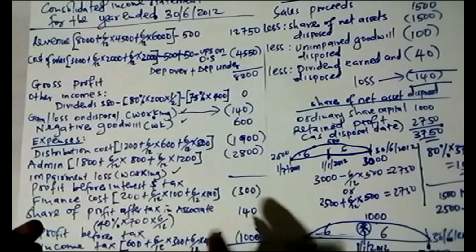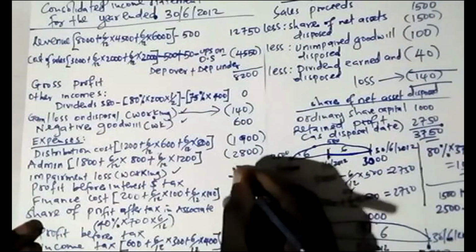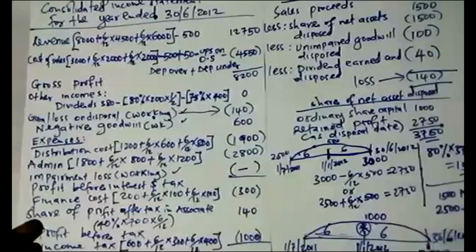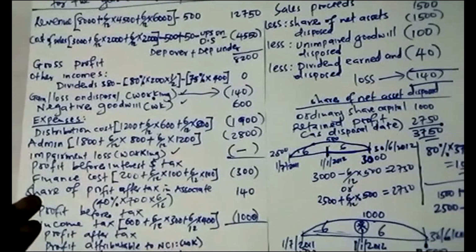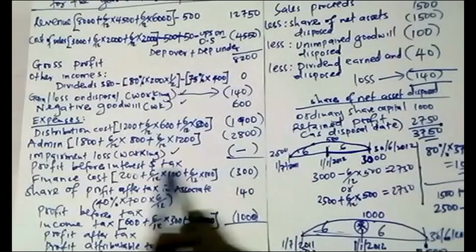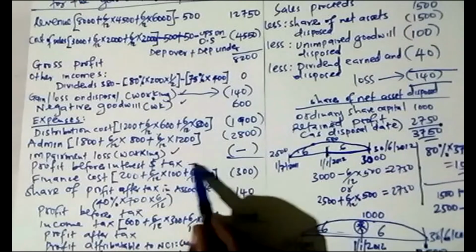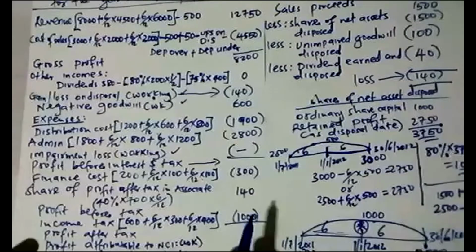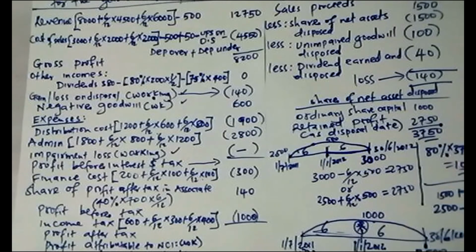So we said that there was no impairment for the current year. So this is dash. That is what they said in the last additional information. Even if we did the goodwills, the only thing which was there was accumulated impairment for the previous years, but in the current year, there was no impairment. So which means that I can get my profit before interest and tax there. So I will use my calculator. I will take 8200 minus 140 plus 600 minus 1900 minus 2800.